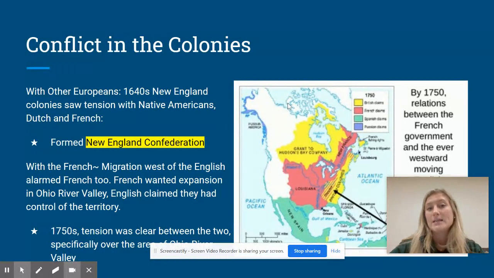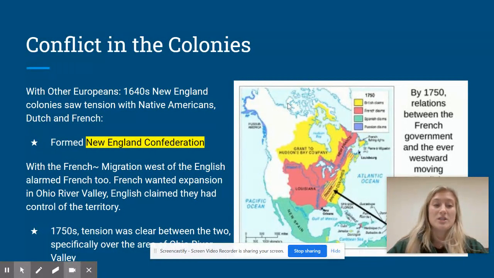This was an alliance between Plymouth, Massachusetts Bay, Connecticut, and New Haven. And it was basically just an alliance or an agreement that stated that those territories, those colonies, would work together over border disputes, over runaway slaves, and any other conflict that ever was created. We see that this New England Confederation ends up lasting until 1684.